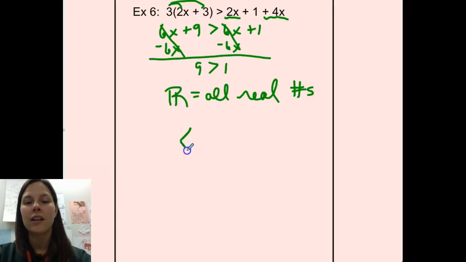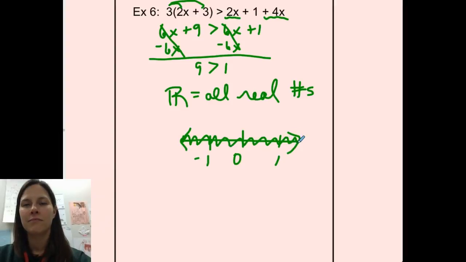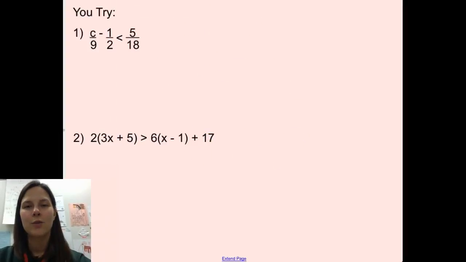And to graph that on a number line, you would put any number in the center that you want to, and you would shade the entire number line. You have 2 U-Try questions.